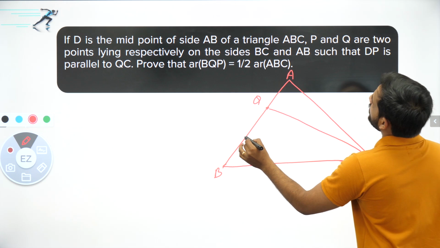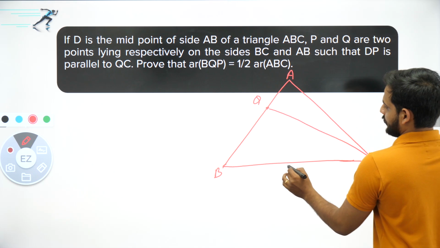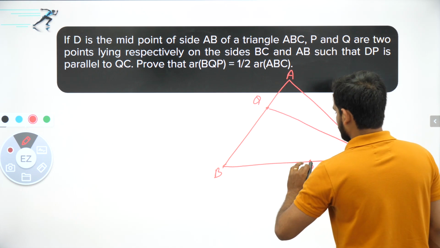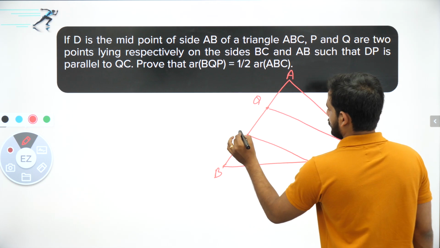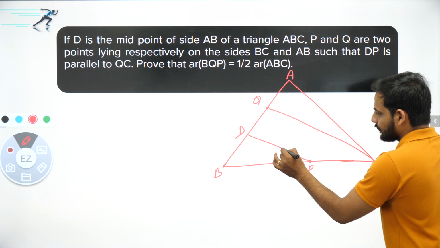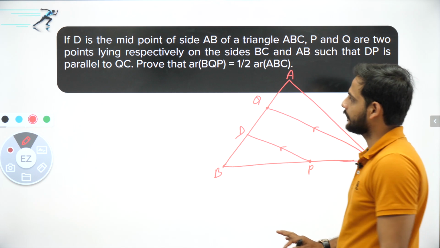and P is on BC. Okay, P is on BC and D is somewhere here. So D is on AB. So these two lines are what? Parallel. Okay, this is what the diagram was saying.